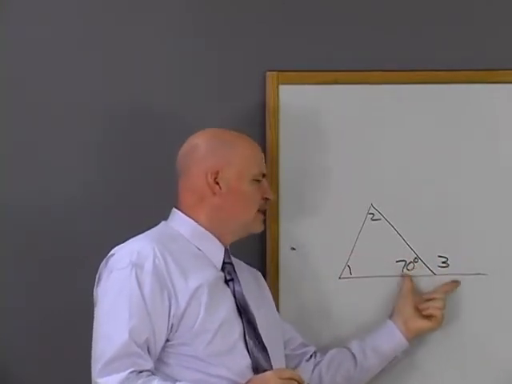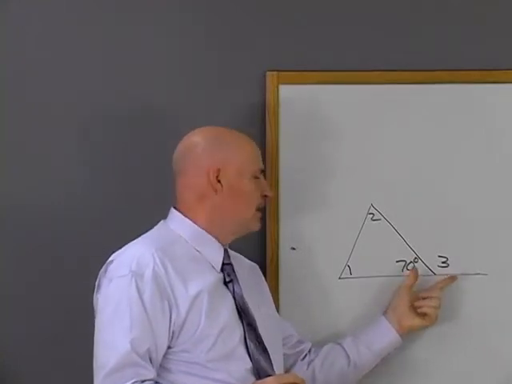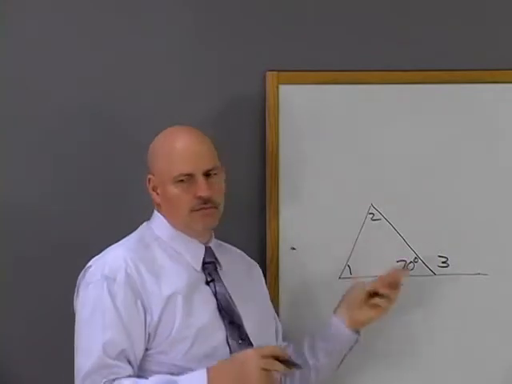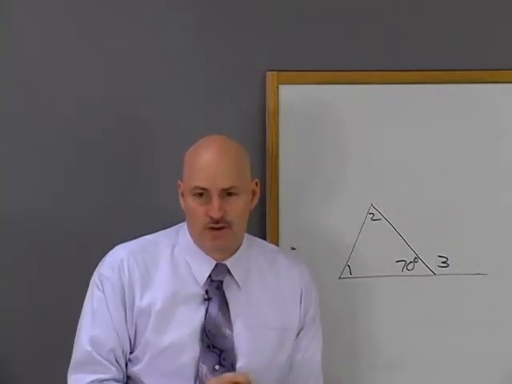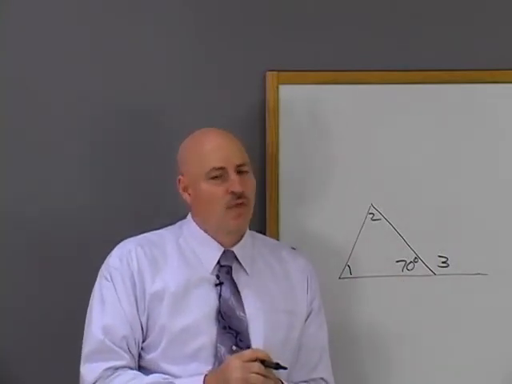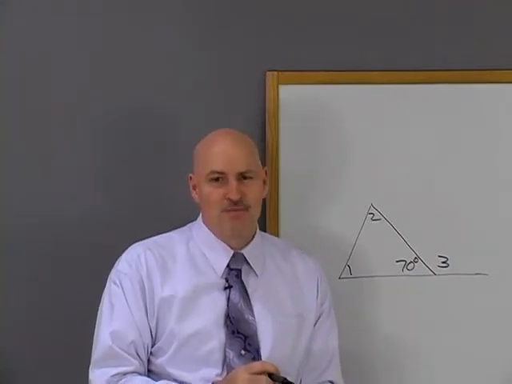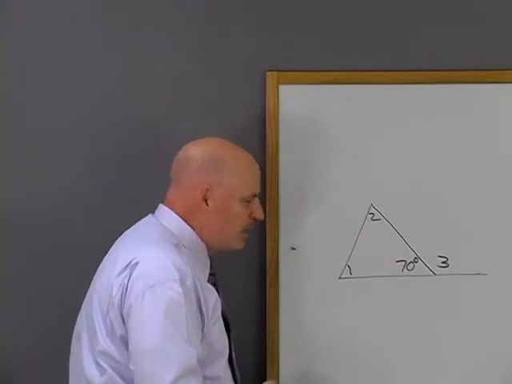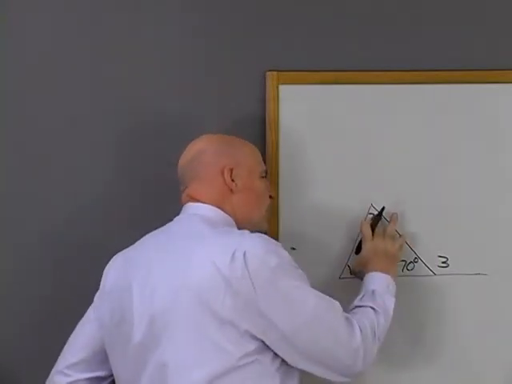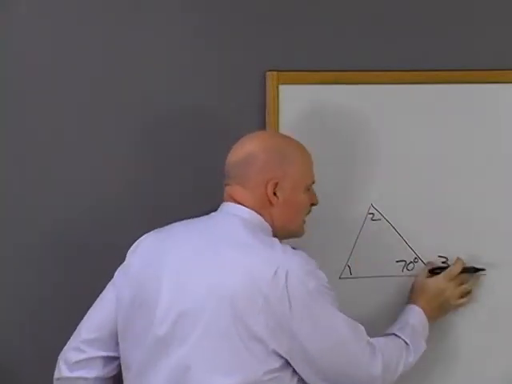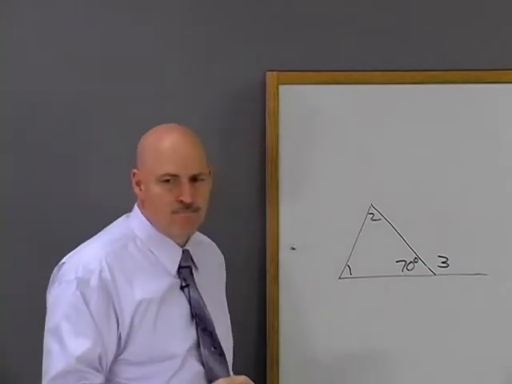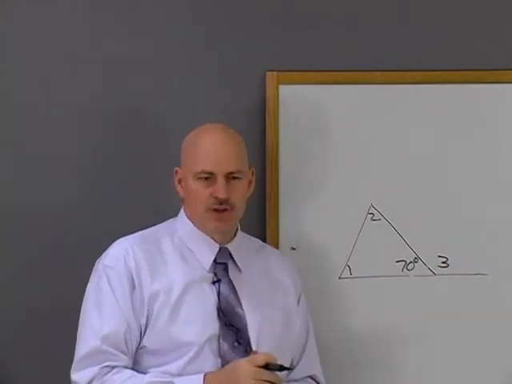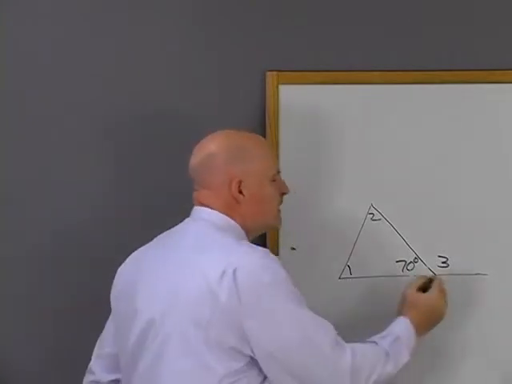See, angle 3 and 70 degrees would be adjacent, but this is way far away. Sorry, best I could do it. They're remote, okay? Don't think remote control. Remote means they're far away from adjacent. So what's the relationship between these remote interior angles and this exterior angle here? If this is 70 degrees, what is angle 3's measure? 110. How do you know that?